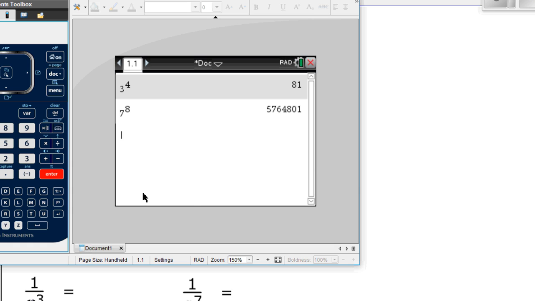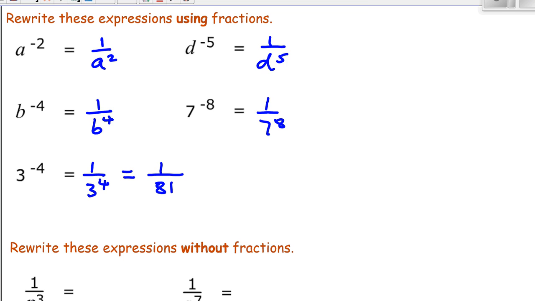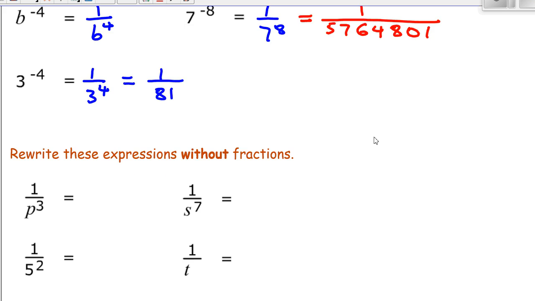So we'll just write these answers because we can actually work that out. Remember, in your exams, you're allowed to use calculators, so we can go ahead and write these answers. So this will be 1 over 5764801, and this is 1 over 81. Okay, I'll move to the next example.